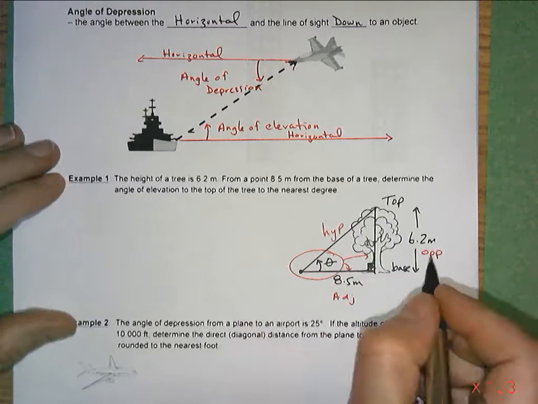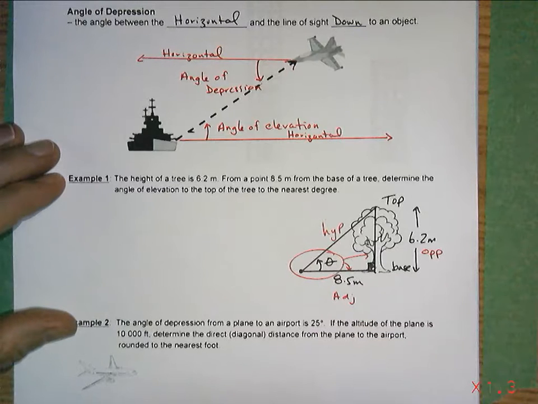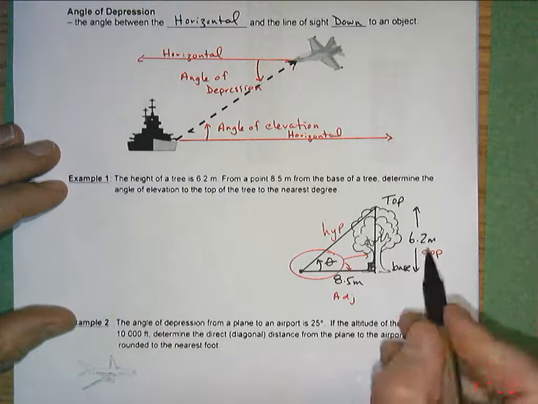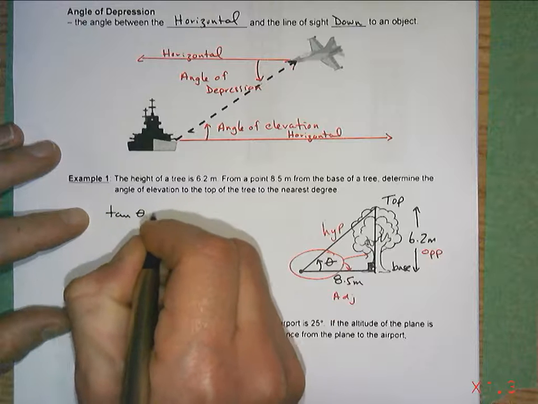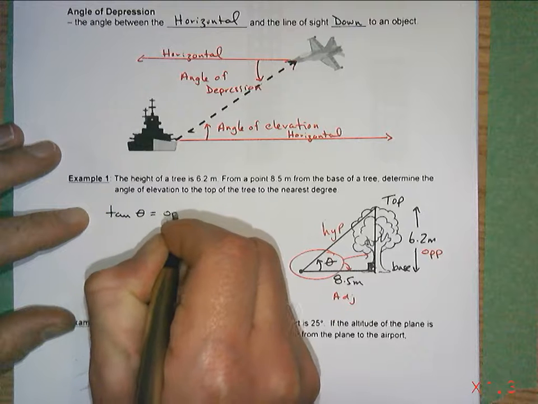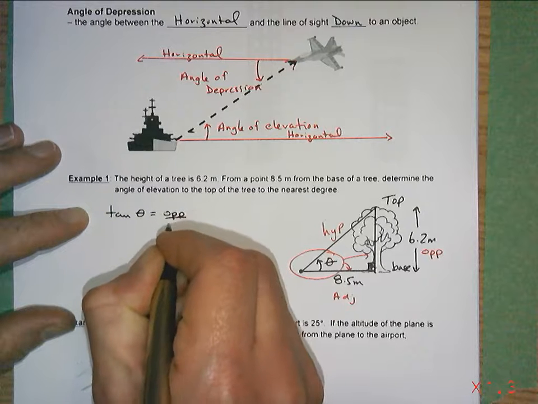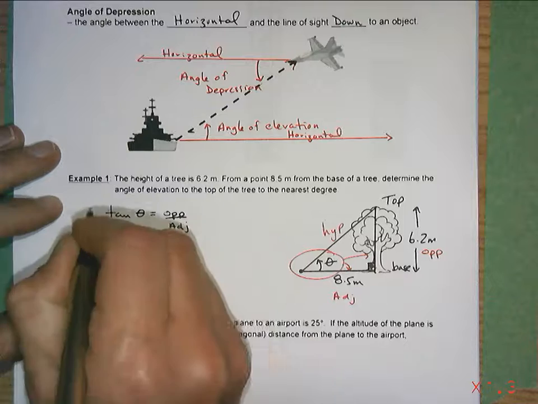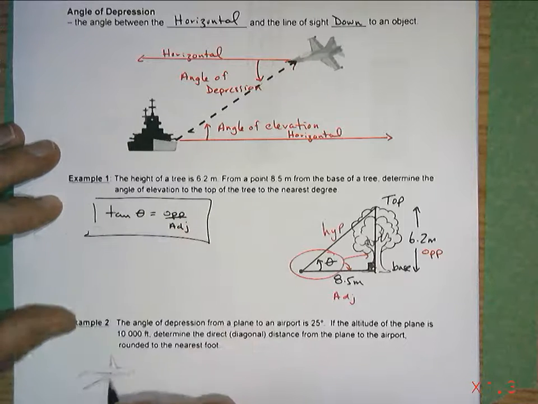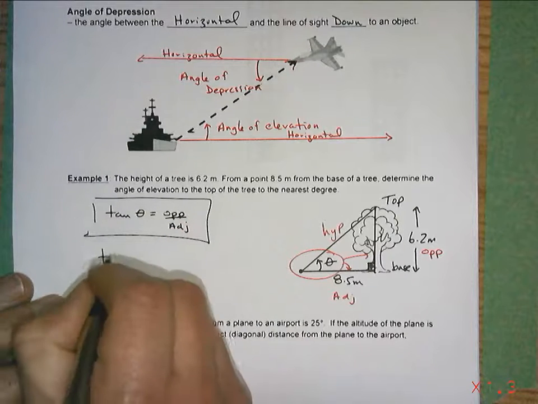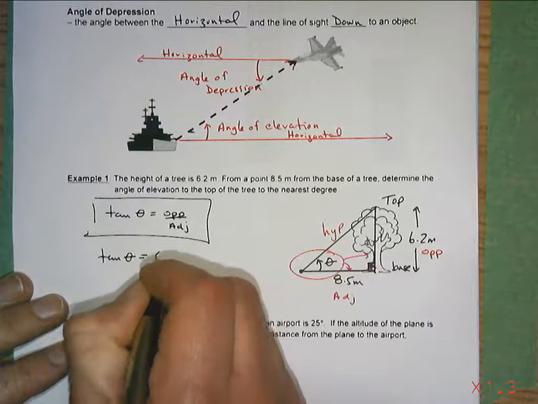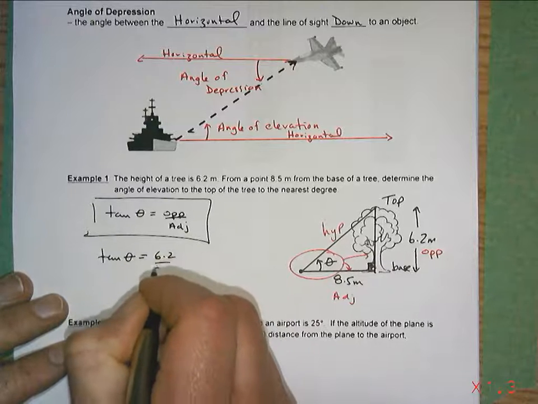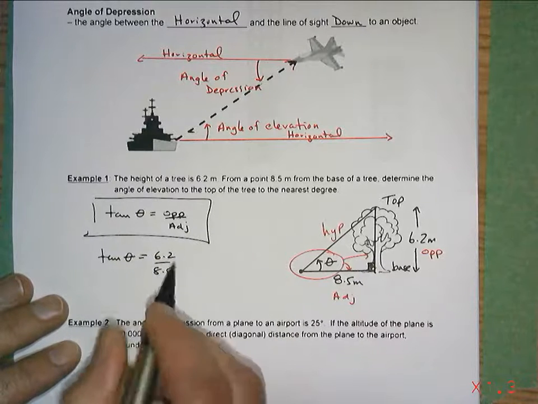So what uses opposite and adjacent? You've got to remember from the earlier lessons that we've done, opposite and adjacent is looked after by tangent. Tangent of any angle is equal to the opposite side length divided by the adjacent side length. That's a formula. Put a box around it. So we're after the tangent of theta. In this case, opposite is 6.2. Adjacent is 8.5. That's a ratio.